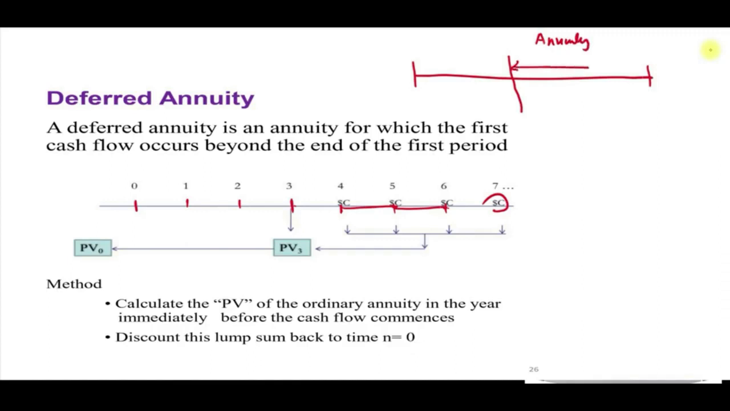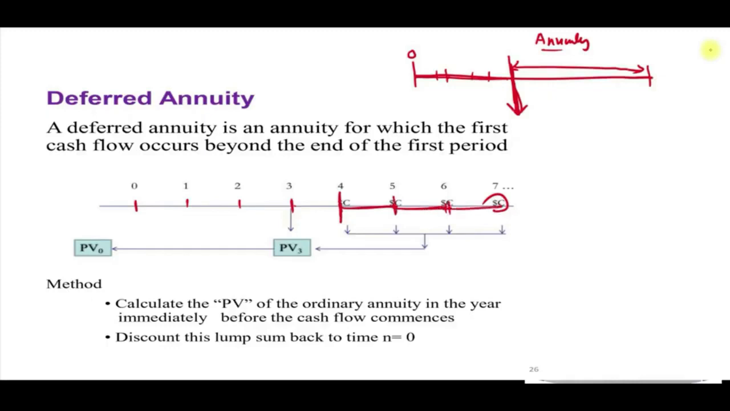Okay, so this part is the annuity part. This part we don't have anything, so from here onward there are no cash flows, so we cannot use this area in this calculation. So we have to calculate the annuity from the period it is starting. It is starting at year 4, so these cash flows are included.